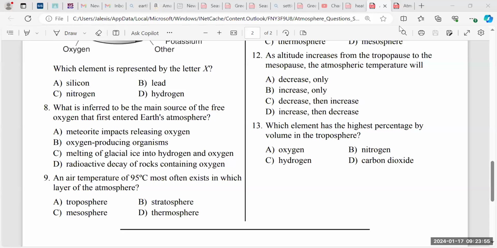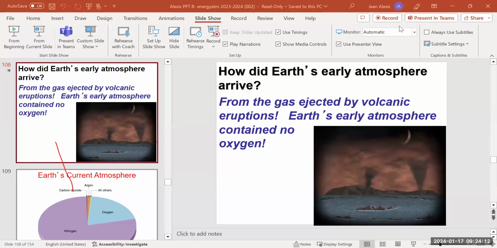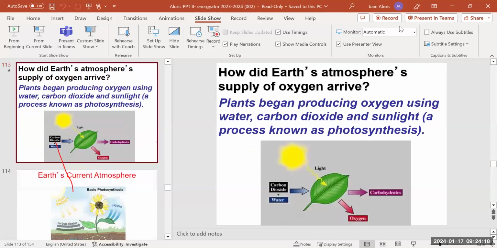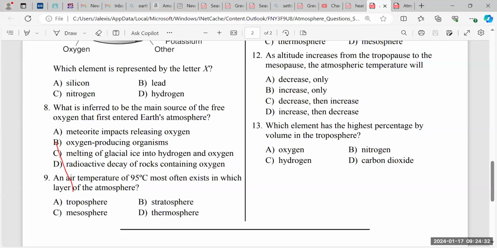Number 8. What is inferred to be the main source of the free oxygen which first entered the Earth's atmosphere? This is something that we've actually learned in our notes. If you go to your notes, remember what we said, where did oxygen first arrive? According to scientist theory, oxygen first arrived into Earth from plants. So the best answer that talks about that is going to be choice B.